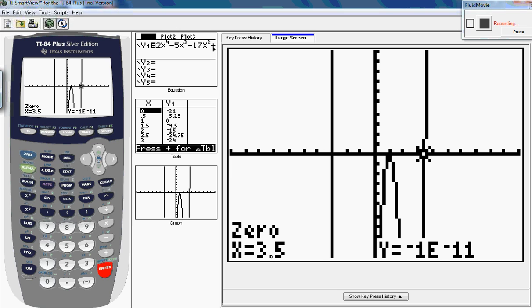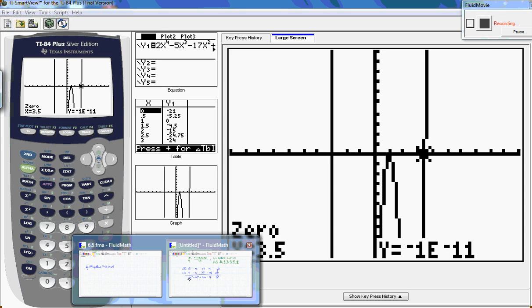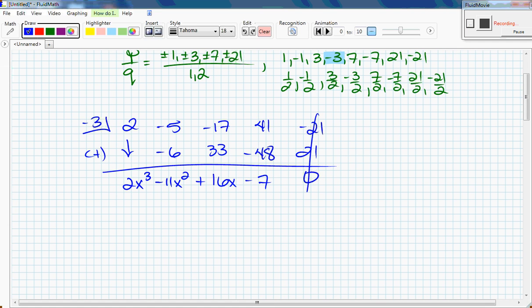We have 3.5. And this, remember, -1 times 10 to the -11th is 0. So 3.5, let's make sure we have that. That's 7/2. So let's come back here, and 7/2, again, was one of our options. So here we have it. Okay, 7/2, or 3.5. So now we're going to take it, we're going to divide that out. We'll just use the coefficients.